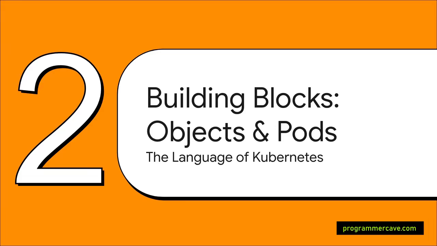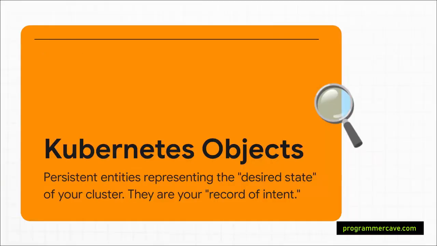Okay, so we know where the state is stored, but what does that state actually look like? To get that, we need to learn the basic vocabulary of Kubernetes, and that starts with its objects. Think of Kubernetes objects like this. They are your record of intent. You don't tell Kubernetes how to do things step by step. Instead, you just declare the state you want. You write a file that says, "Hey Kubernetes, I want 3 copies of my Go web server running." And Kubernetes takes that declaration and works nonstop to make it a reality.